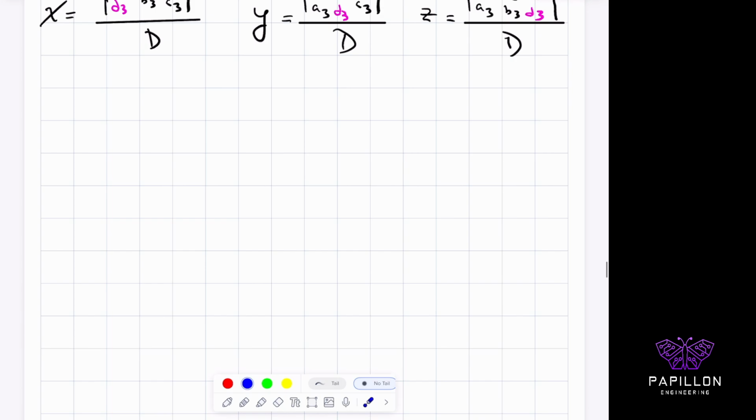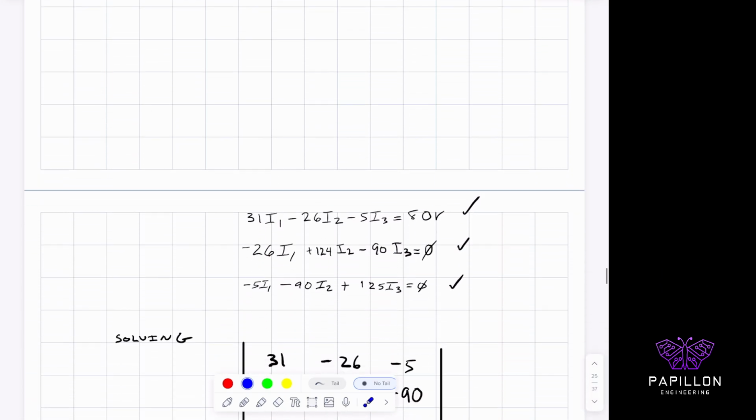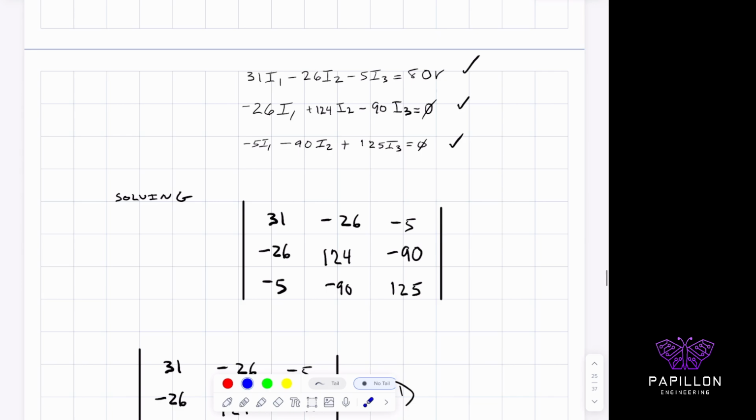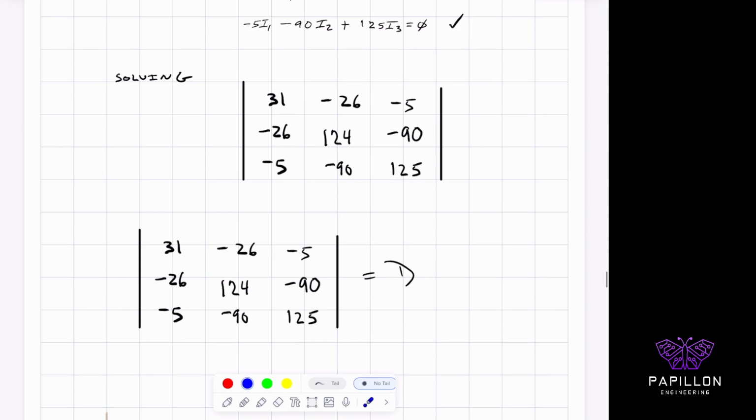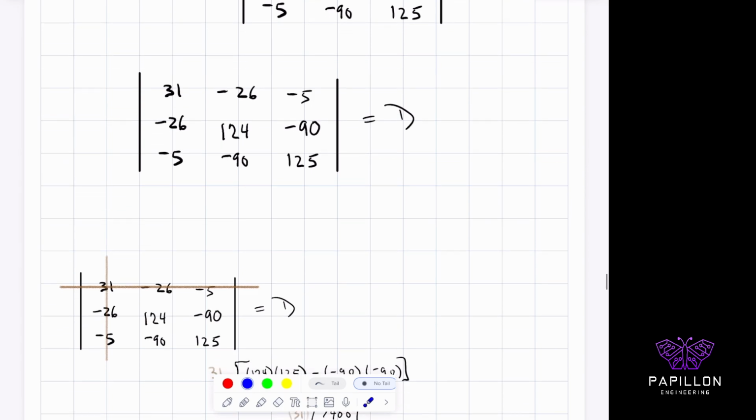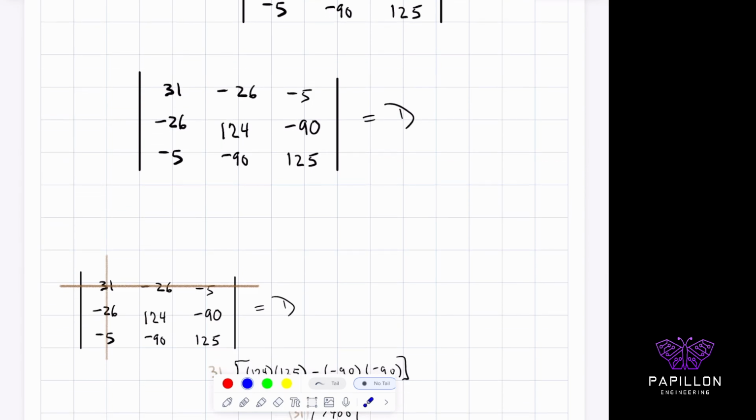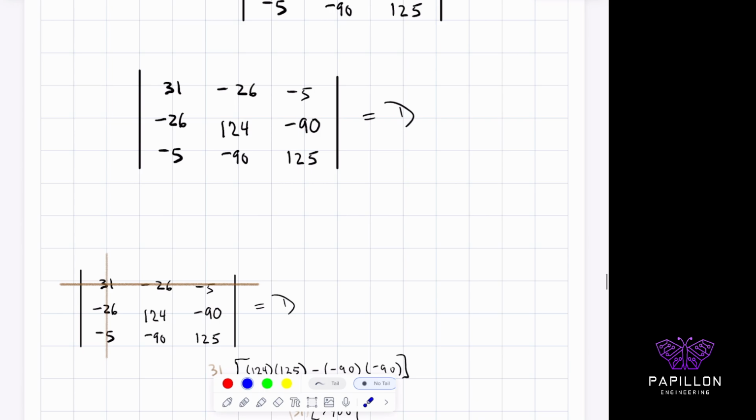So once we have that done, our objective now is to put it into this matrix form. I'm taking this problem, I'm taking all of my unknowns, the 31, minus 26, minus 5, and I'm putting it into a matrix. I solve for this determinant using what I showed you before, and if you've never done it before, it's hopefully not so bad.